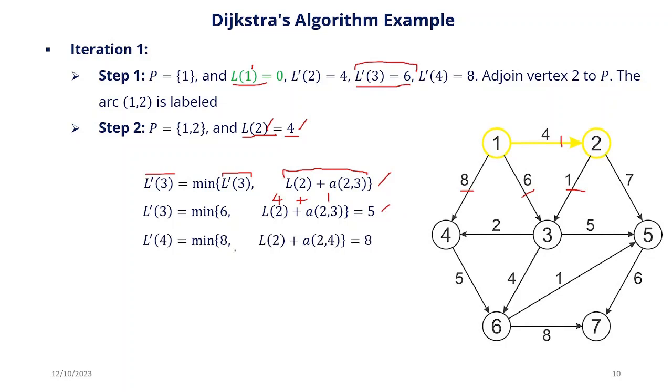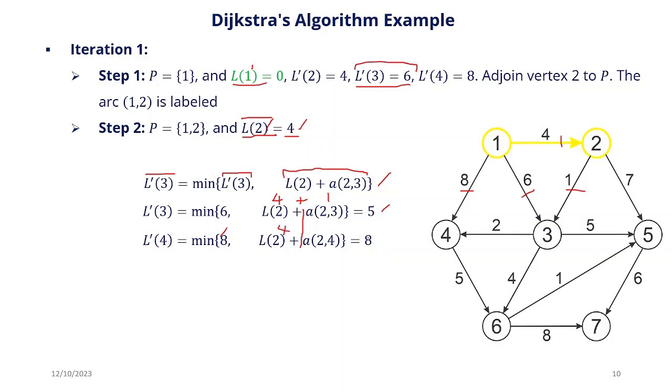Let's try to fix L4. The previous L4 was 8. Once we have chosen L2, what we'll be doing on this side is to look for the weight from L2, that's from vertex 2 to every other vertex in the graph. So this is 8 and L2 is 4.